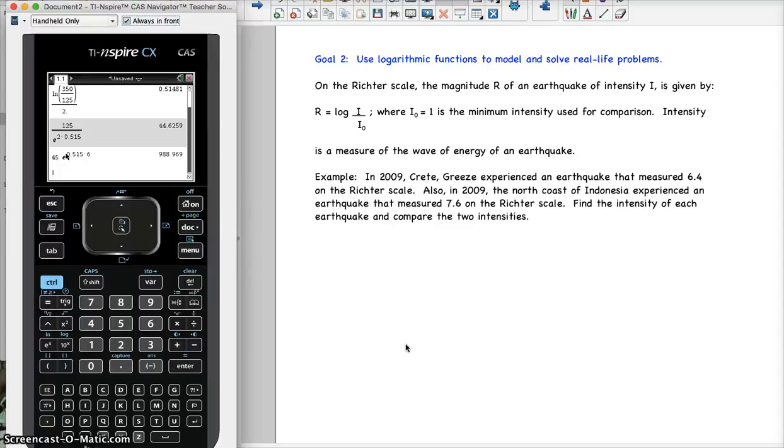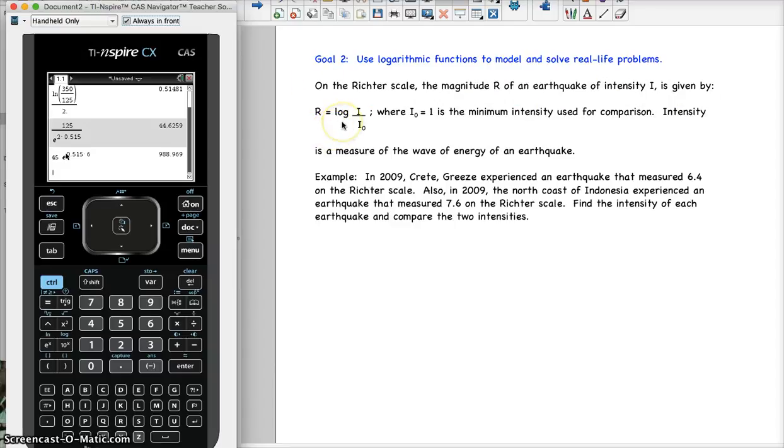So this is our very last example in section 3.5, and goal 2. We're going to look this time at logarithmic functions and how they can model and solve real-life problems. So here's a little bit of information. On the Richter scale, the magnitude, or R, of an earthquake of intensity I is given by this function.